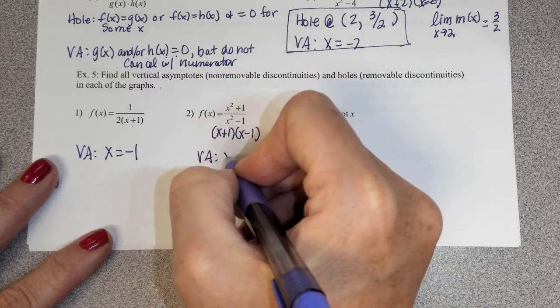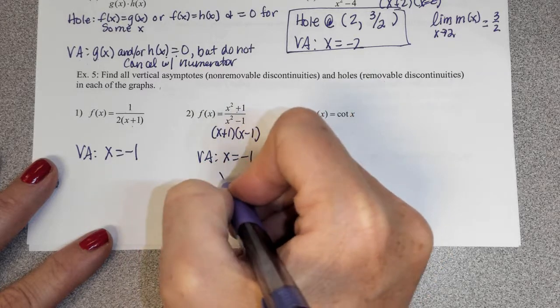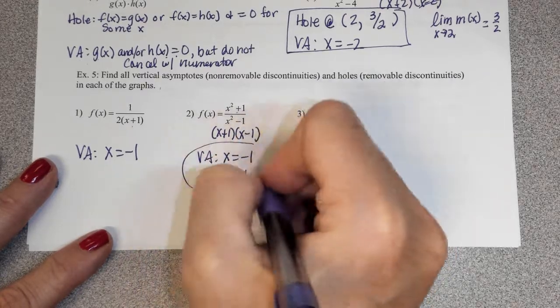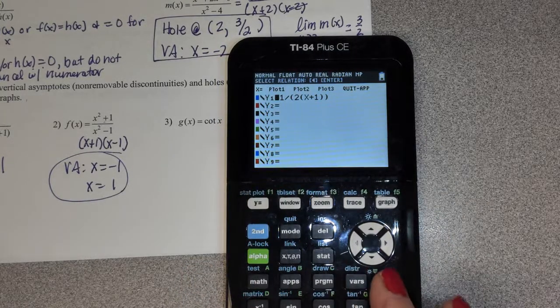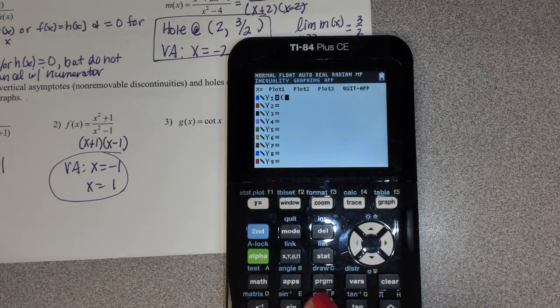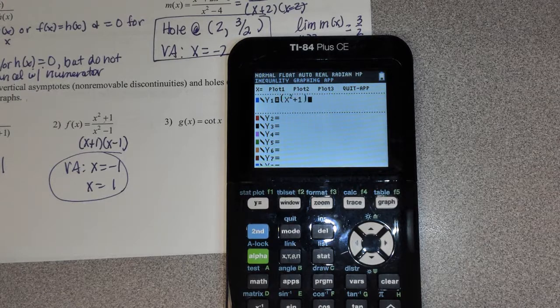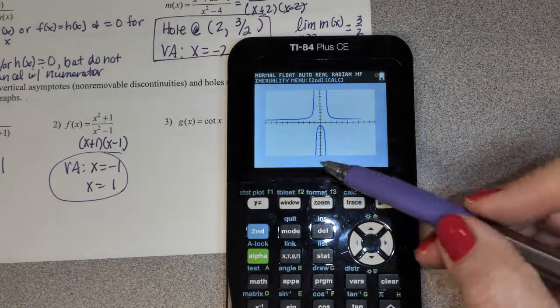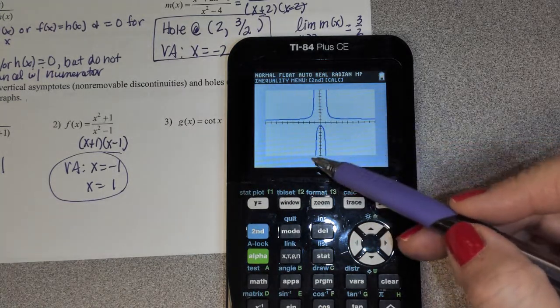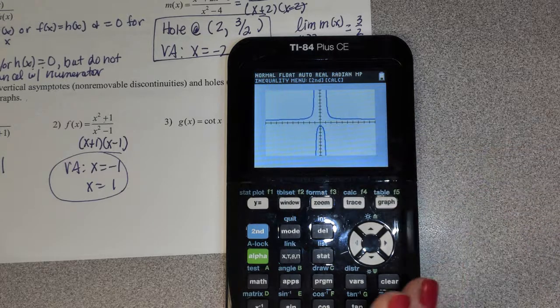Right, 2 vertical asymptotes. And let's say you're not understanding that and you think, well, I don't know what that means when that happens. Well, you can just look at it on your calculator. And when you type this in, you're going to see that there are 2 vertical asymptotes. See how it looks? There's actually 2 of them. One of them right there at -1, one right there at +1.